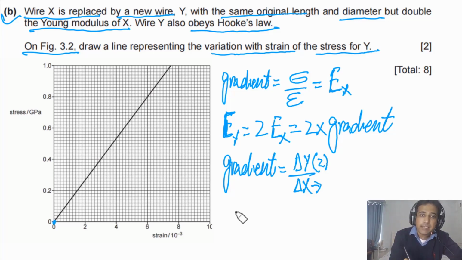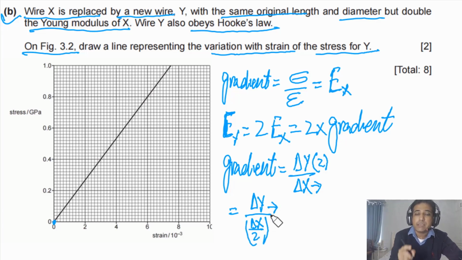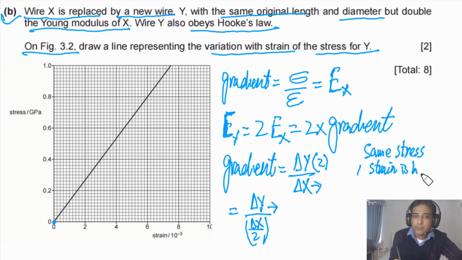So this is one way. And the second way is for the same value of stress, if strain is half, it means that the gradient is double and Young modulus is also double. So we can write here delta X. If this becomes half for the same value of stress, so let me write down here: if the value of stress is the same, but strain is half, it means Young's modulus is double. So E is double.